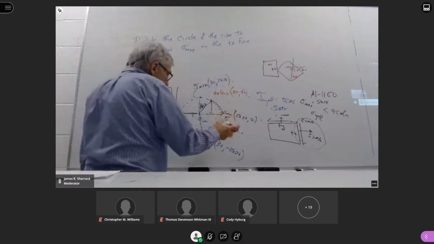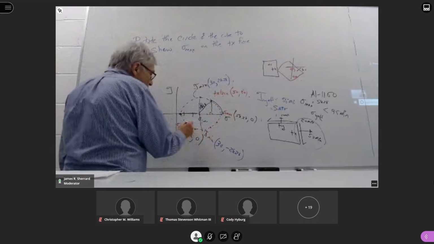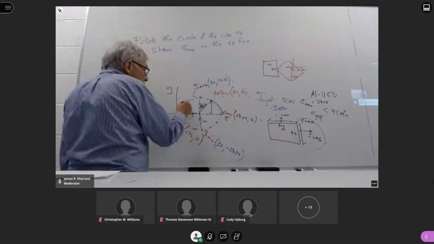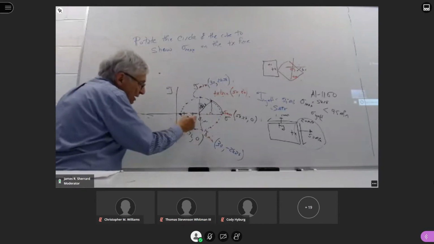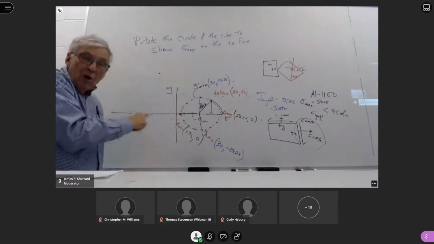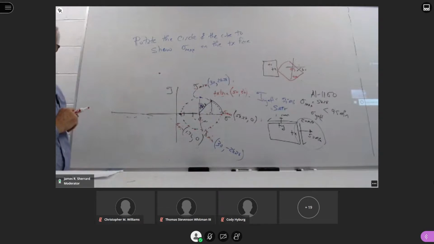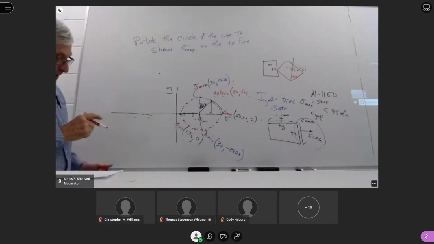So in other words, whenever you rotate it, it can never be off the circumference of the circle. It can never be out here. It can never be in here. It must be on the circumference of the circle. Okay.